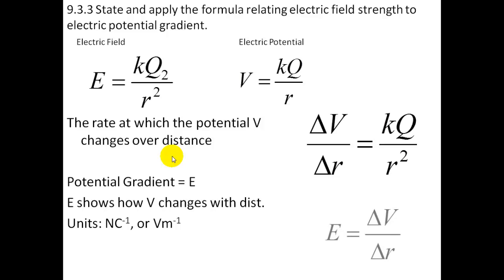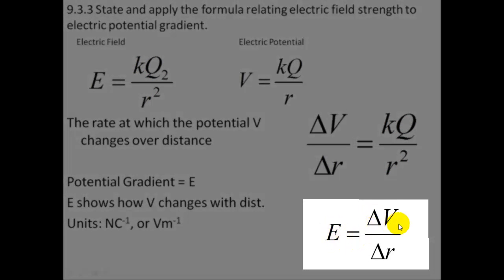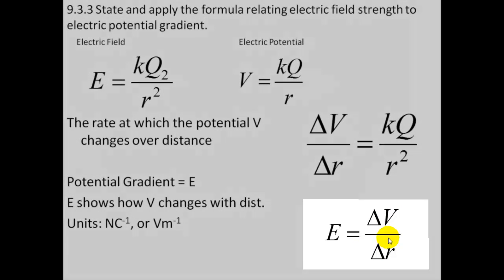So this delta V over R is equal to KQ over R squared, which is the same as this, and therefore we have E is equal to delta V over delta R. So sometimes we can express the electric field this way. Sometimes we can express it as a potential gradient. If we know how the potential changes with distance, that gives us a value for the electric field.